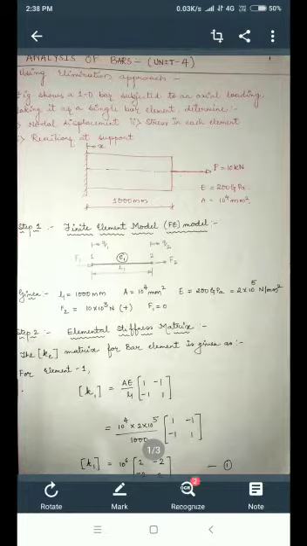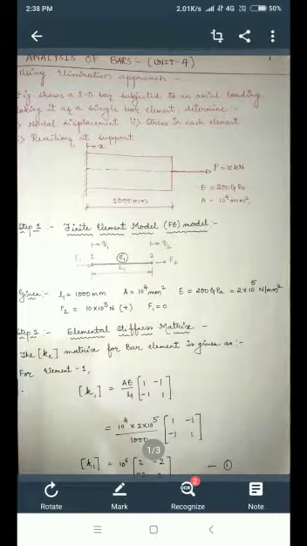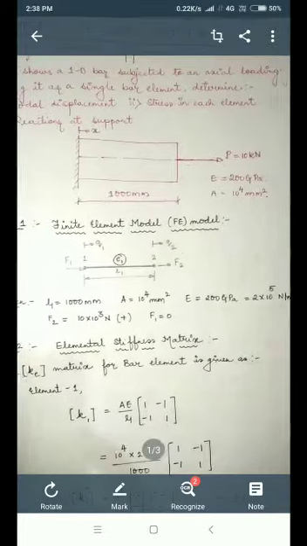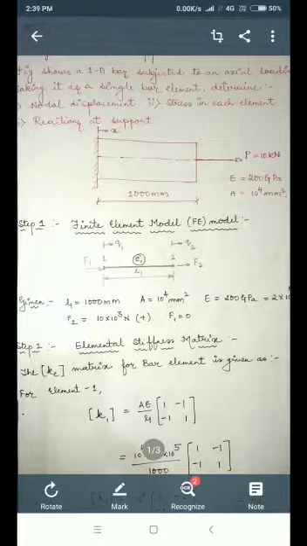Hello friends, in this video I will explain how to solve the problems on one-dimensional bar elements. The problem statement is like this. The figure shows a one-dimensional bar subjected to an axial loading. Taking it as a single bar element, determine first one, nodal displacements, stress in each element, reactions at support.